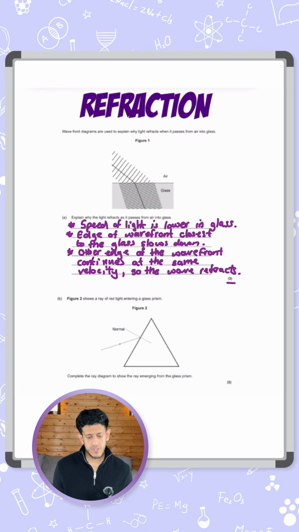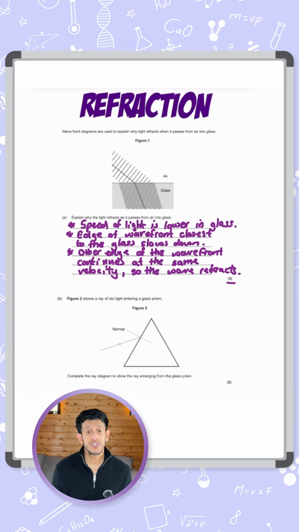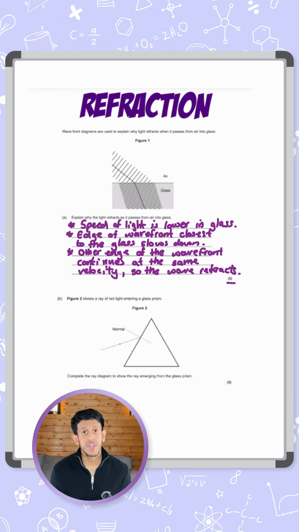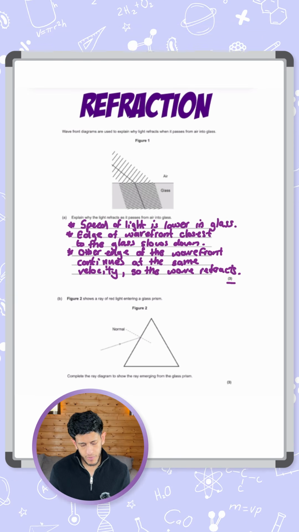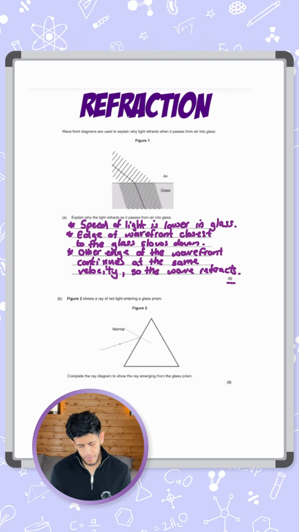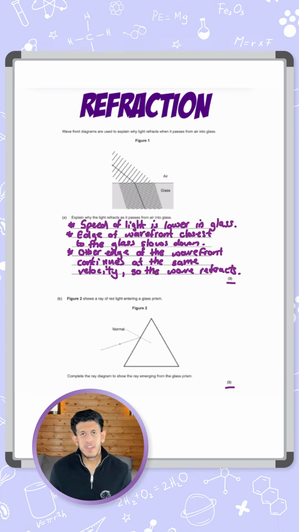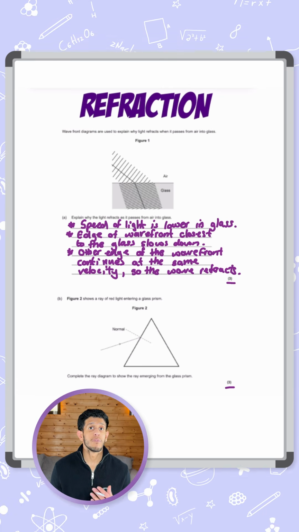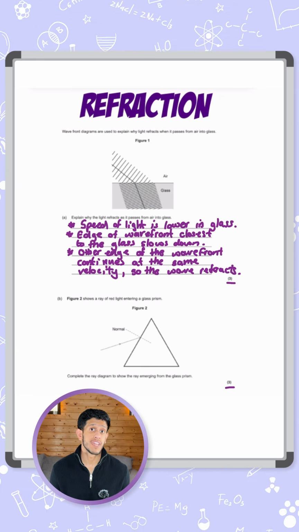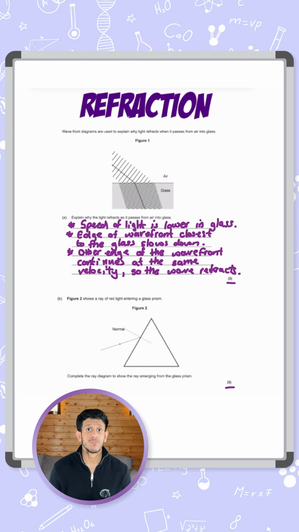Now the second question here is talking about a drawing. So it says figure 2 shows a red light entering a glass prism. And it says complete the ray diagram to show the ray emerging from the prism. And it's for 3 marks again. So usually with the ray diagrams, the number of marks usually indicates the number of rays you're going to have to draw. So let's have a look here what lines we're going to have to add.